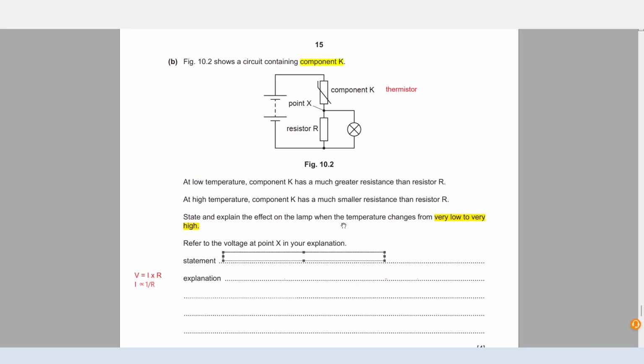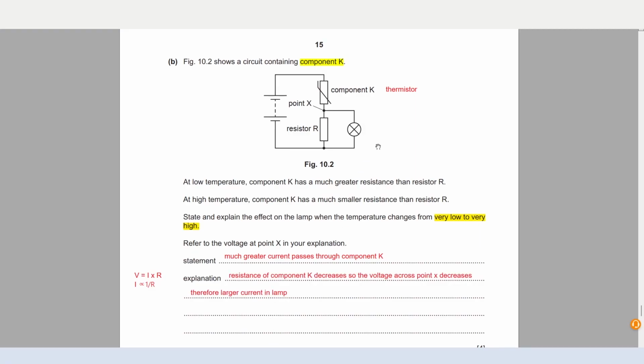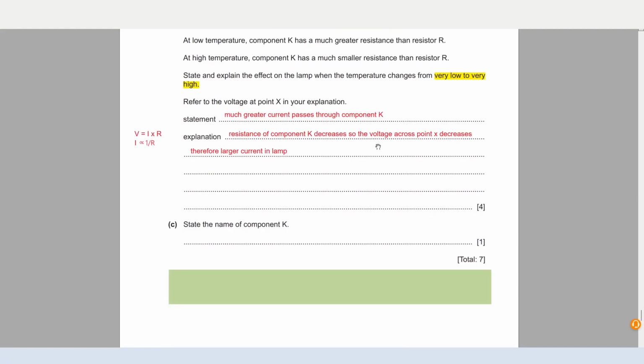So we can write down here the statement will be much greater current passes through component K, and the explanation we can write is resistance of component K decreases, so the voltage across point X decreases. Therefore, larger current in the lamp, which will light up the bulb or lamp. We're done with this part.